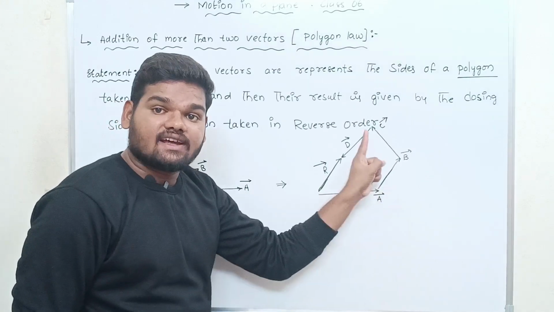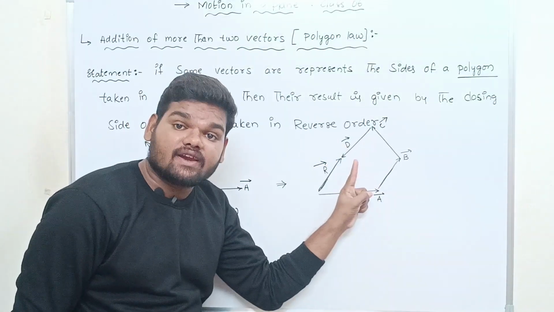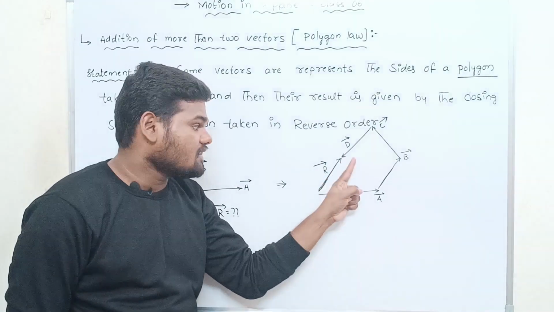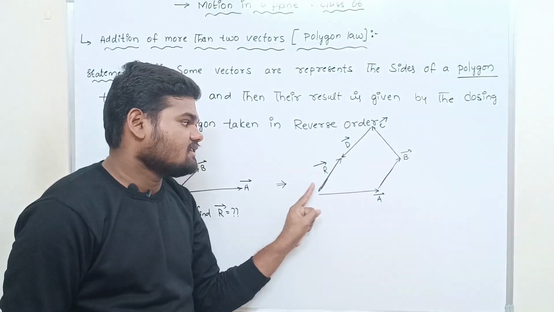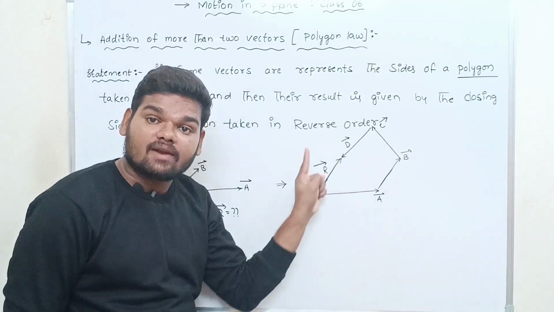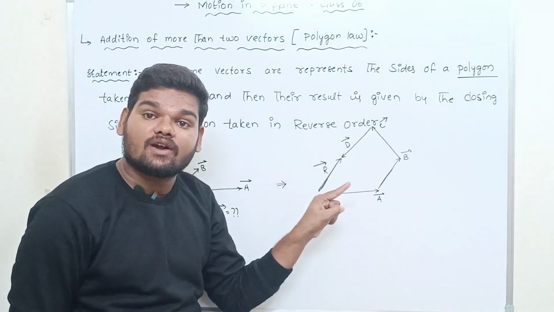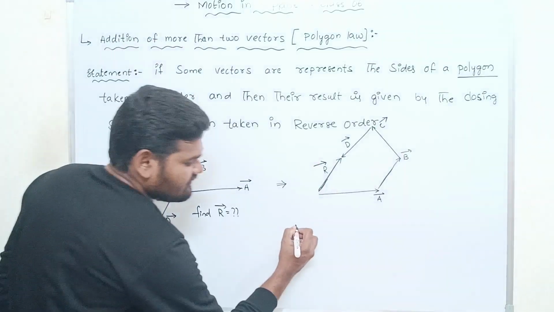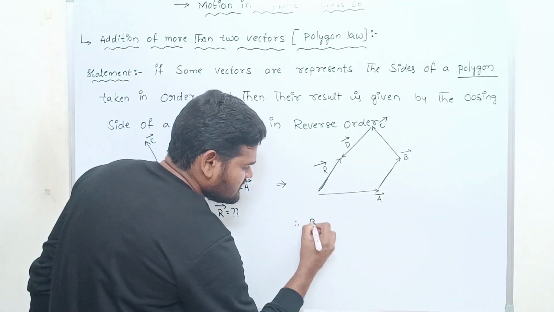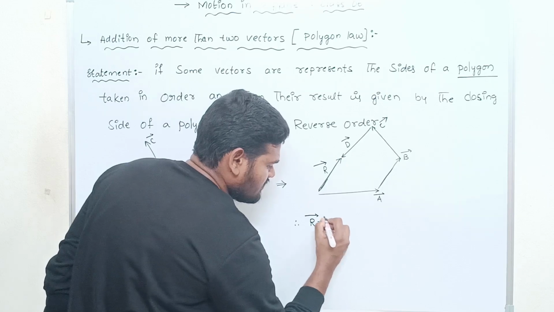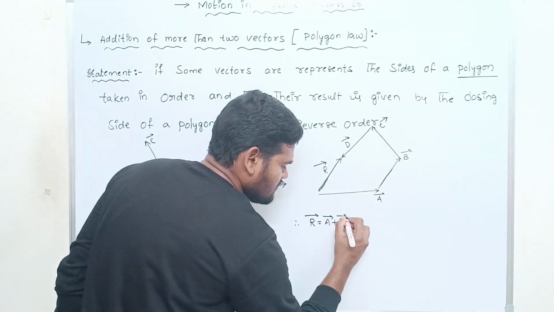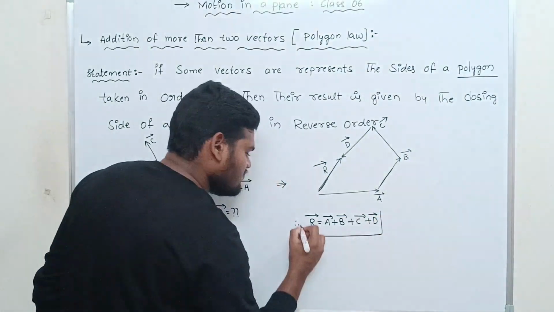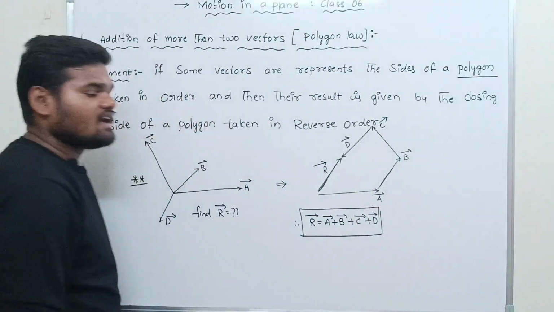Okay, now all these vectors are in order. With respect to D bar vector, the R bar vector is in reverse order. Have a look: head, head, tail, tail. Now this closing vector R bar in reverse order gives the resultant of the remaining vectors. Therefore, we can write R bar is equal to A bar plus B bar plus C bar plus D bar. So this is called the polygon law of vector addition.